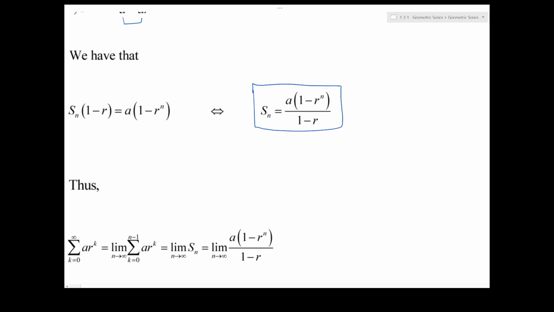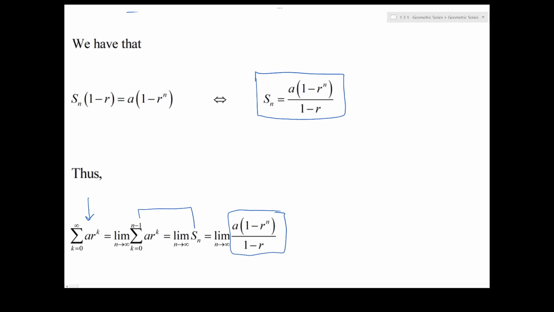And that's what we're saying right down here. What's the value of this series, this geometric series that we're interested in? It's the same as taking the limit as n goes to infinity of the nth partial sum, S of n, which is the same as the summation from k is 0 to n minus 1 of ar to the k. And that's the same as the limit as n goes to infinity of the thing we just found, a times 1 minus r to the n over 1 minus r. So that's what we're going to do. We're going to take that limit, see what's up.